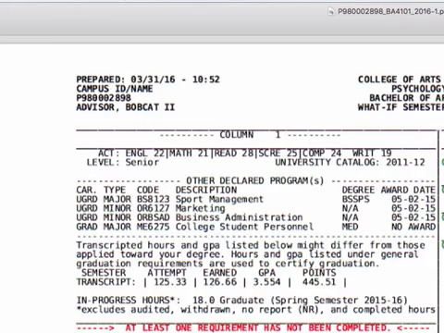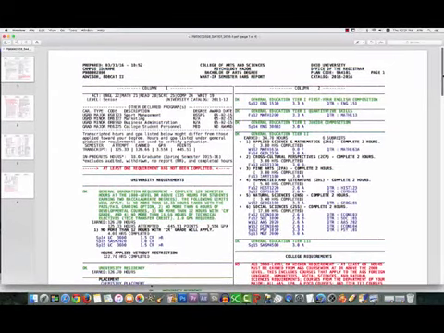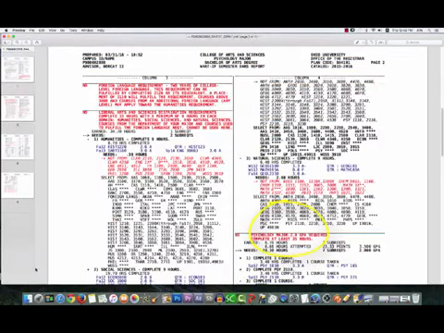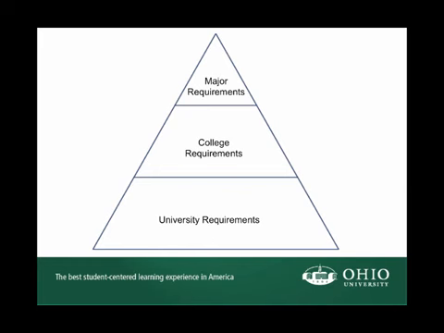After seeing your personal information, you can split up the remainder of your DARS into three sections: university requirements, college requirements, and major requirements. Each requirement is separated by a horizontal line. Requirements are divided into sub-requirements that are typically indicated with numbers. A good way to imagine the requirements is to visualize a pyramid. At the bottom of the pyramid are the university requirements, followed by the college requirements, and finally, the major requirement at the top. University requirements, or Gen Eds, must be completed by almost all Ohio University undergraduate students.